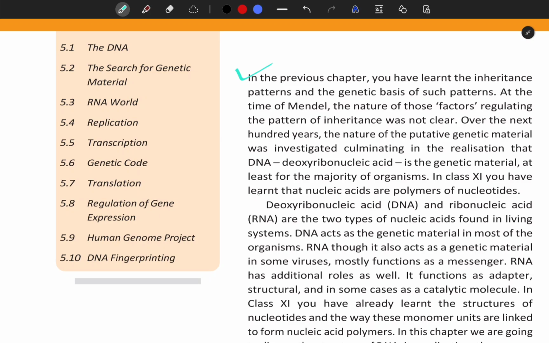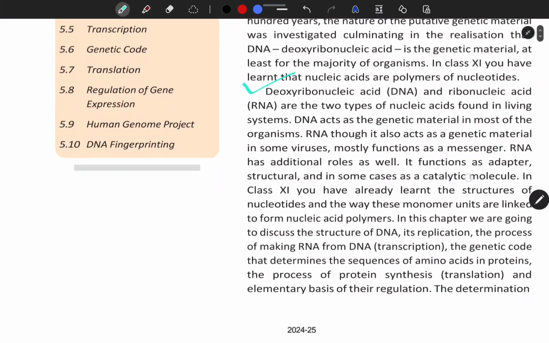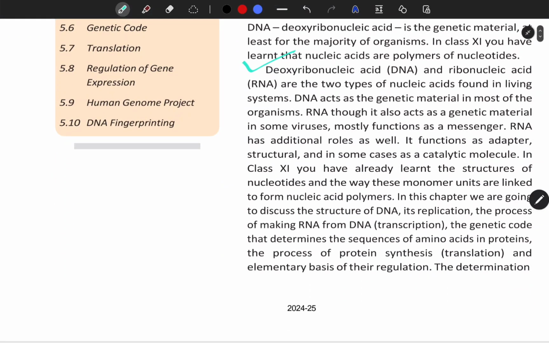In class 11, you have learned that nucleic acids are polymers of nucleotides. Deoxyribonucleic acid, that is DNA, and ribonucleic acid, that is RNA, are the two types of nucleic acids found in living systems. DNA acts as the genetic material in most of the organisms. RNA, though it also acts as a genetic material in some viruses, mostly functions as messenger. RNA has additional roles as well. It functions as adapter, structural, and in some cases as a catalytic molecule.